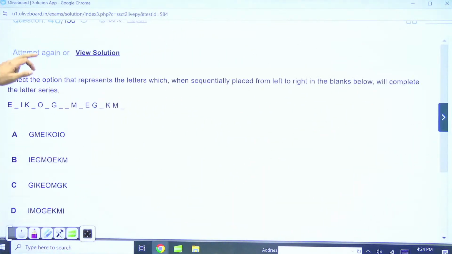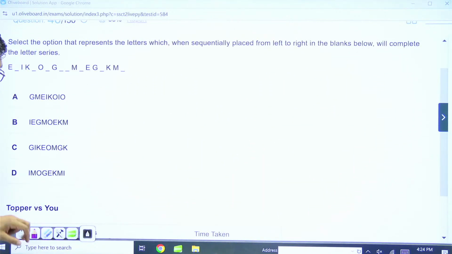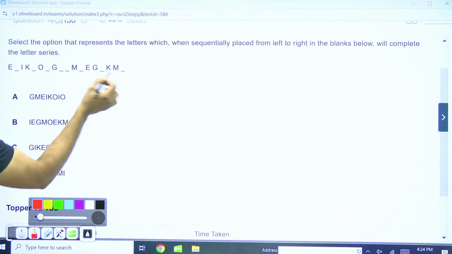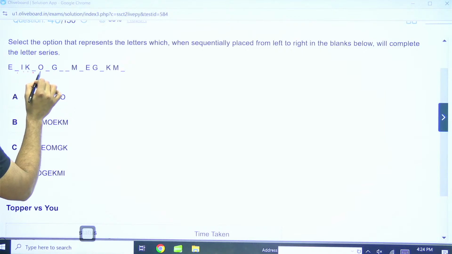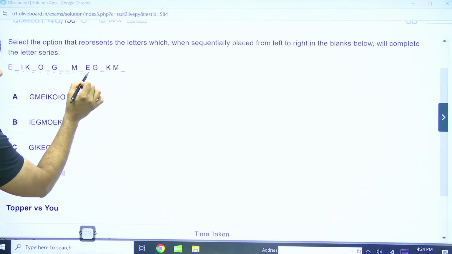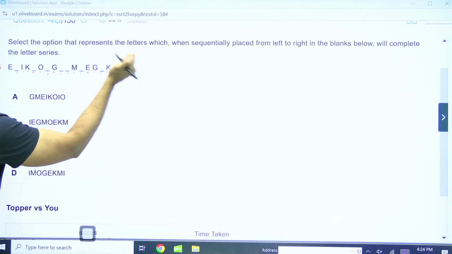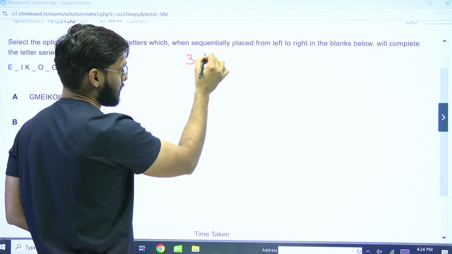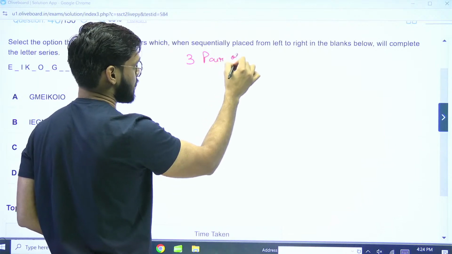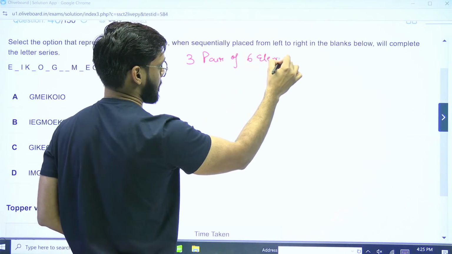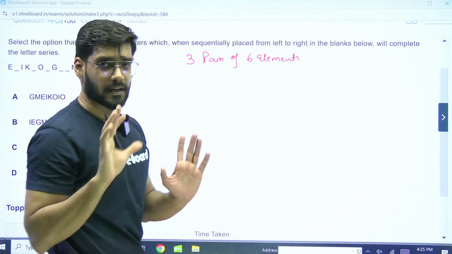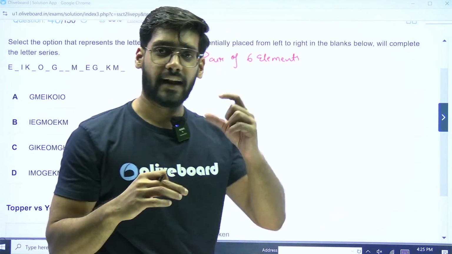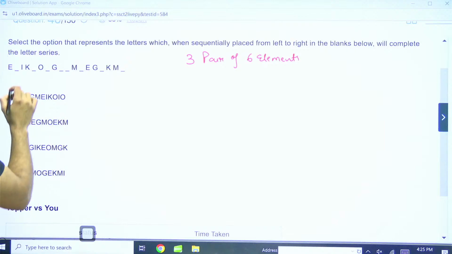10th question is from the repeated series. We need to fill this series in order to get the right answer. How many elements are there? 1, 2, 3, 4, 5, 6, 7, 8, 9, 10, 11, 12, 13, 14, 15, 16, 17, 18. We have 18 elements. The 18 elements can be written as 3 pairs of 6 elements. We can make 6 pairs of 3 elements as well, but before that, let's make 3 pairs of 6 elements.